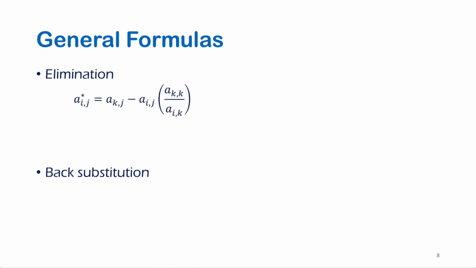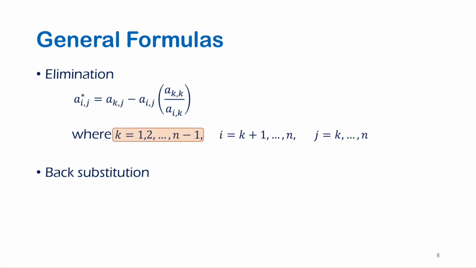The coefficient matrix elimination formula can be written as aij star equals akj minus aij multiplied by the factor akk divided by aik, where a star is the new value of aij in the current elimination. The subscripts are k, where k is the index of the fixed rows, so it goes from 1 to n minus 1, the one before the last row.